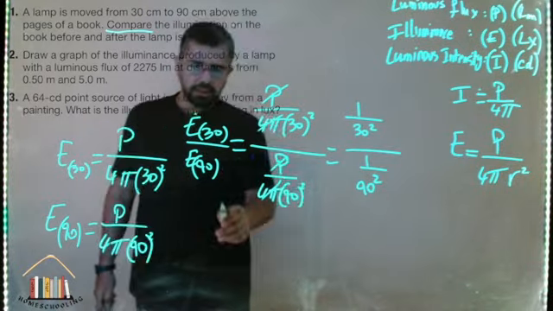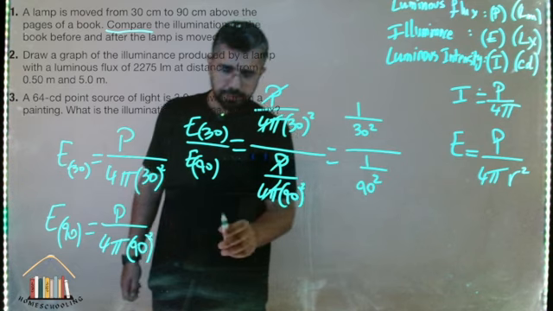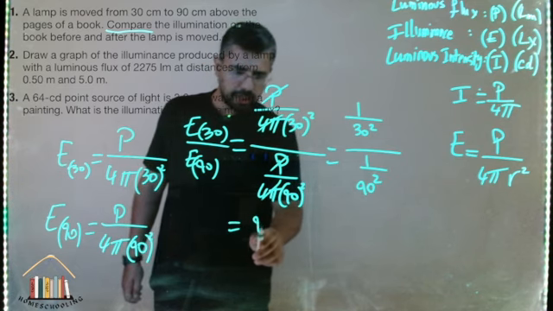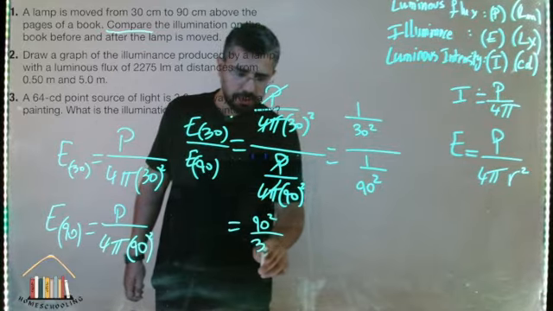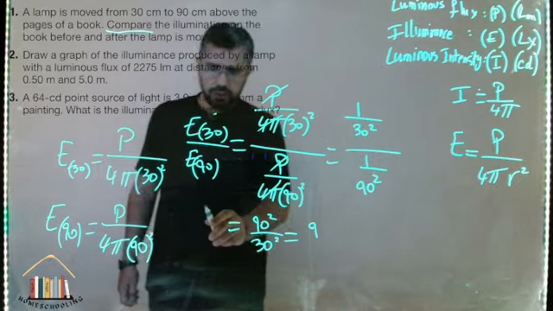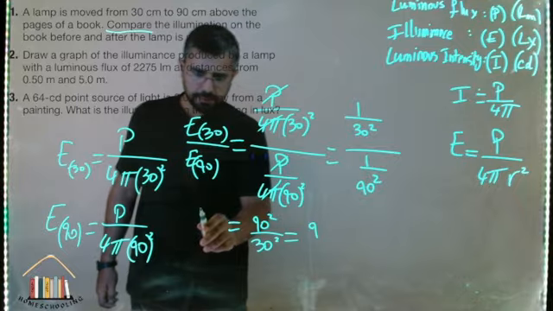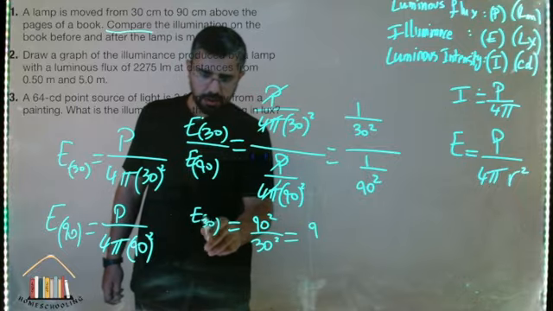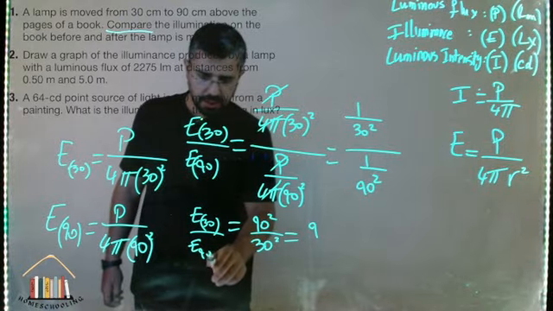So E30 over E90 will be equal to 90 squared over 30 squared. When doing the division, it will be equal to 9. So E at 30 centimeters over E at 90 centimeters is equal to 9.